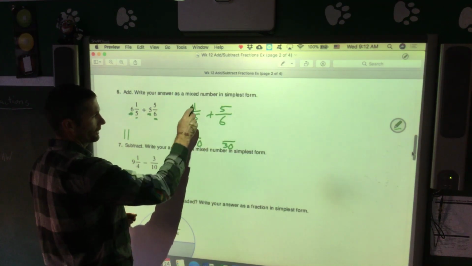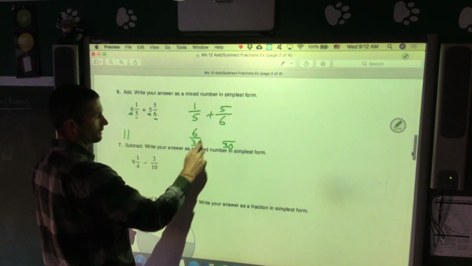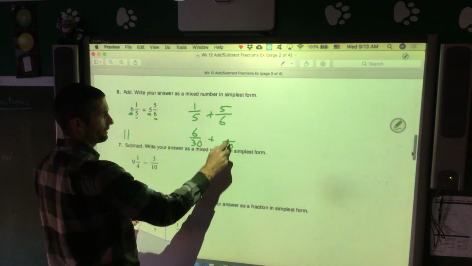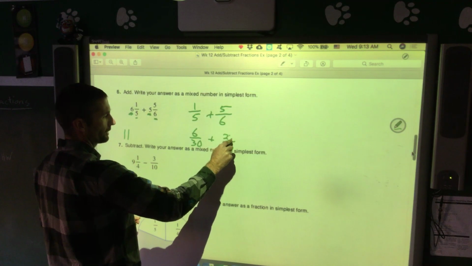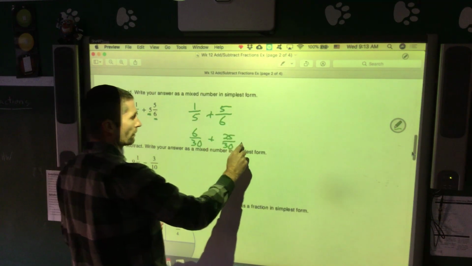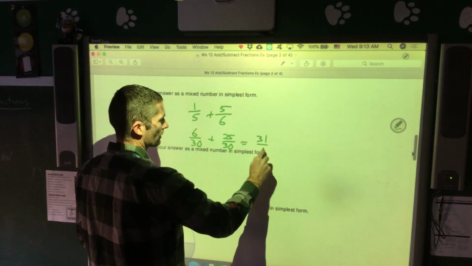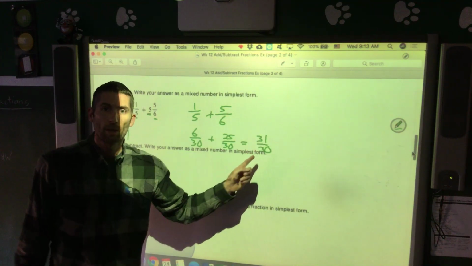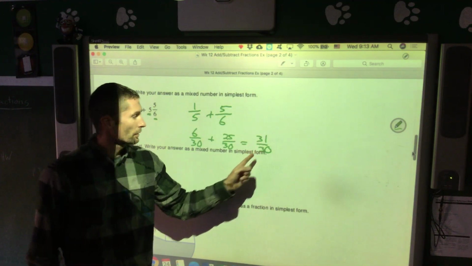5 times 6 is 30, 1 times 6 is 6. 6 times 5 is 30, 5 times 5 is 25. So 6/30 plus 25/30 is 31/30. Now look, this is an improper fraction. 31/30.